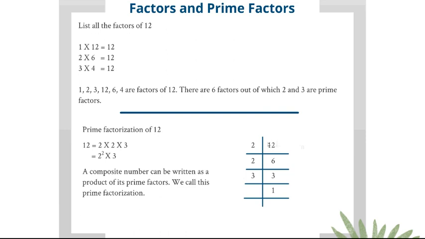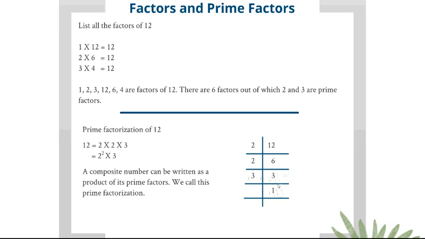So in this case, I put 12 here, and I use the division method. I divide by the lowest prime factor of 12, that is 2. 12 divided by 2 equals 6. I further divide 6 by 2 to give me 3. Then I realize that 3 cannot be divided by 2 to give me a whole number. So I divide 3 by its lowest prime factor, which is 3. So 3 divided by 3 equals 1.